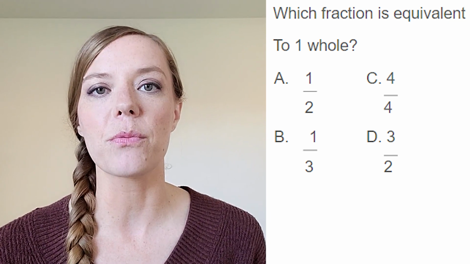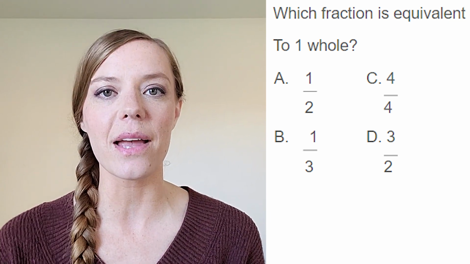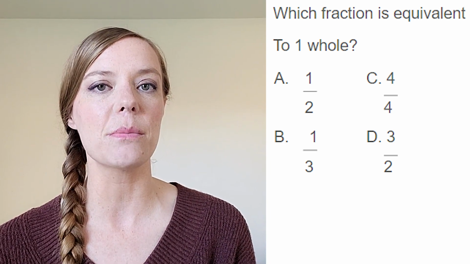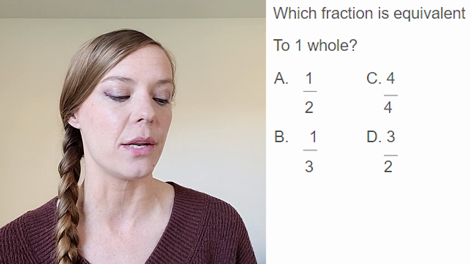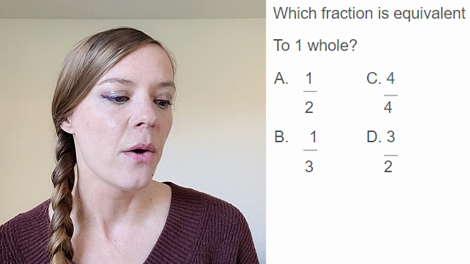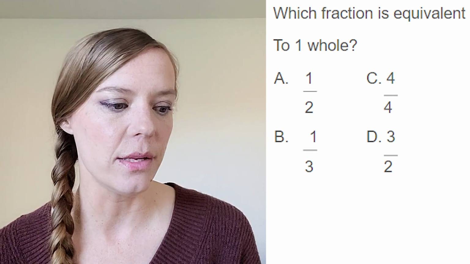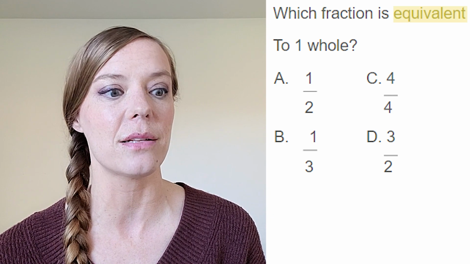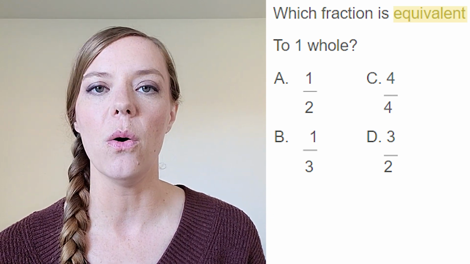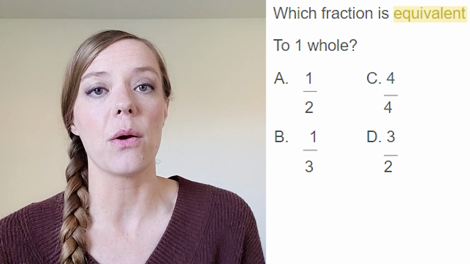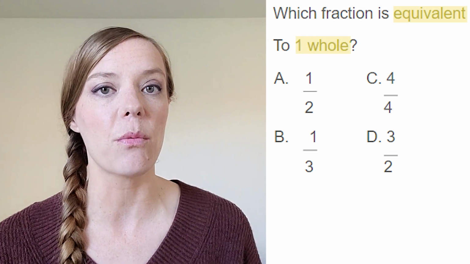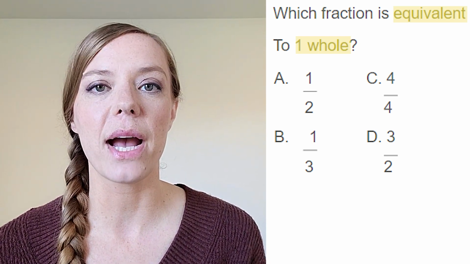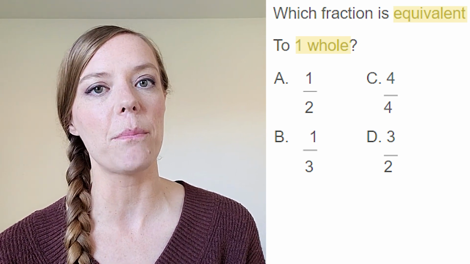Okay, now I'm going to read it once more and we're going to highlight words that we think would be important for solving this. I've already got some good ideas just based on the first read, but let's read it one more time. Which fraction is equivalent? I probably want to highlight that word equivalent because that really stands out to me. To one whole. So I also want to highlight one whole because I need to be working with that number to solve the problem. Okay, now that I've highlighted some things, I'm ready to pull up the whiteboard.